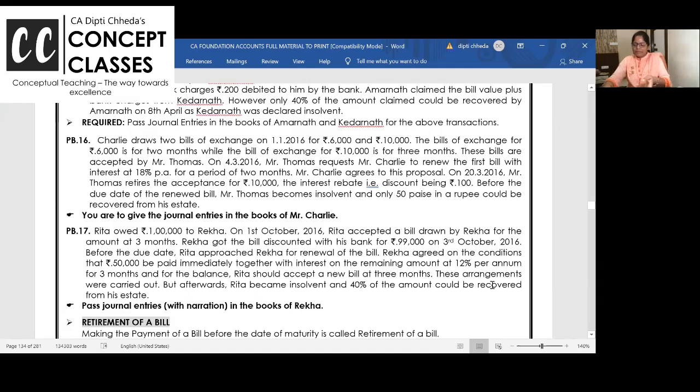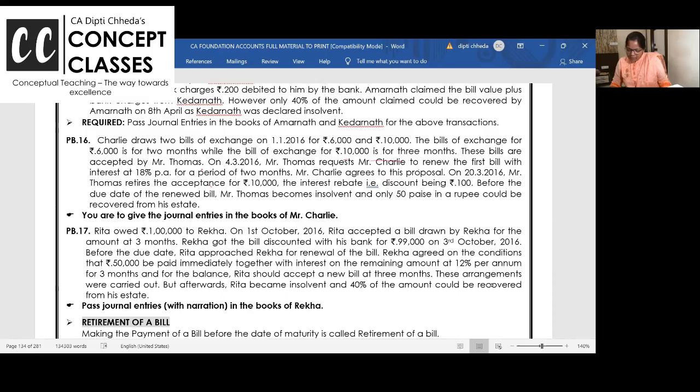16th problem करेंगे. Charlie draws two bill. Okay. Problem number 16 पढ़ते हैं साथ में. Charlie draws two bills, 6,000 and 10,000. Bills of exchange, this is for 2 months. See, if the due date of the bill is different, draw the two bills separately. Alag-alag entry karo. These bills are accepted by Thomas. And Thomas requested Charlie to renew the first bill with interest. And Charlie agrees to do.